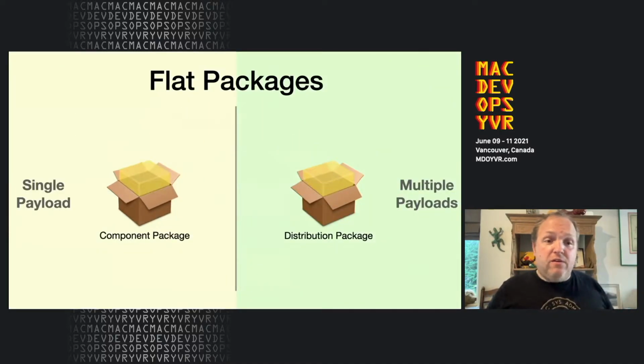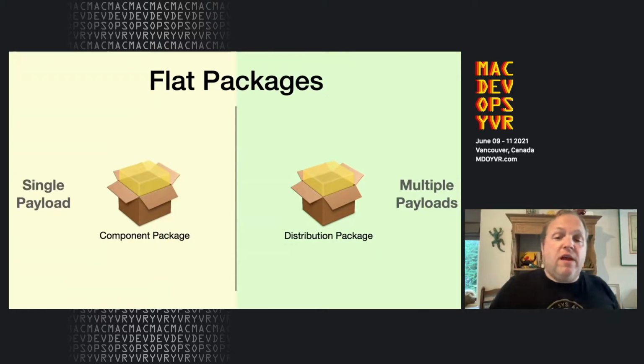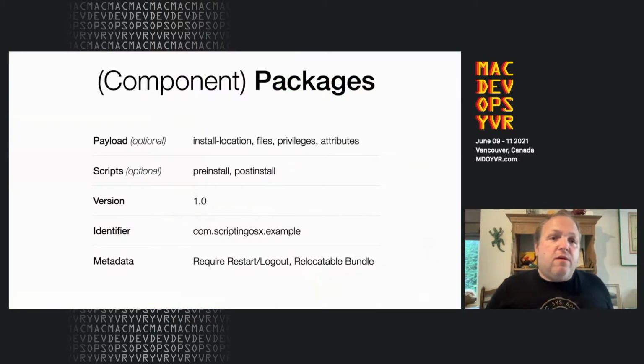There is the single payload component package and the multiple payload distribution package. A distribution package actually contains component packages, one or more. Component packages are the simplest form of package. They're sometimes just called packages or raw packages. They have a payload, which contains all the files that go in the various locations with all the privileges and everything. They have scripts, optionally, that run before and after the installation.